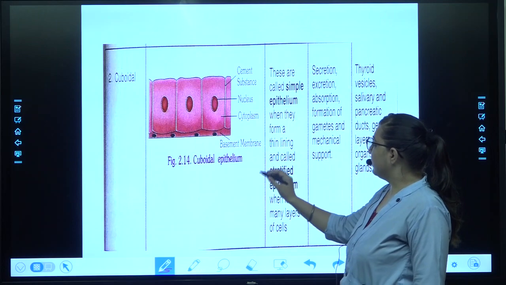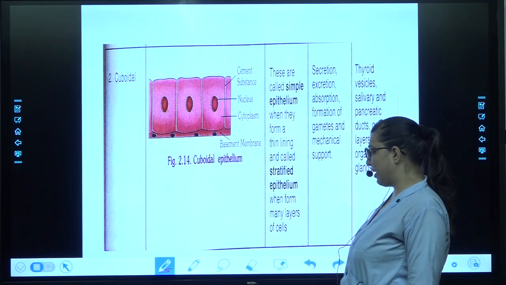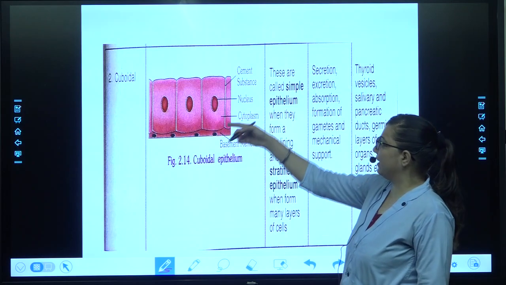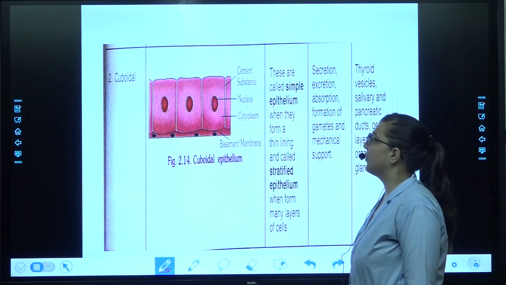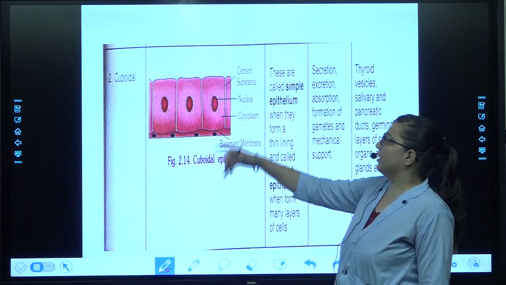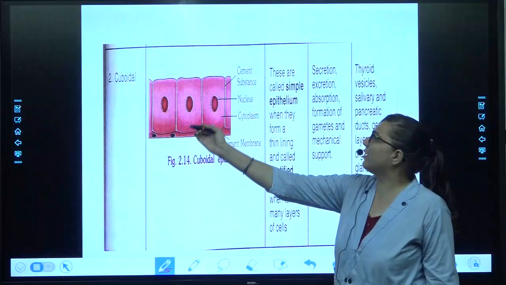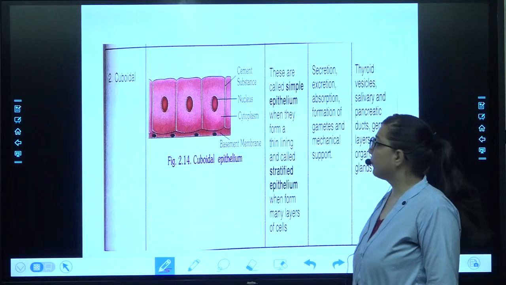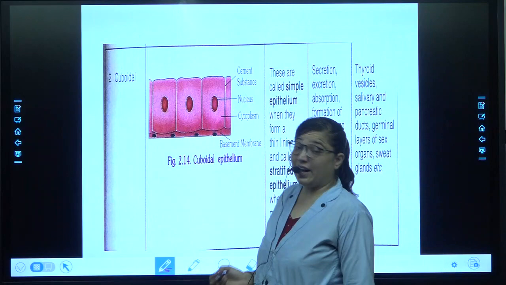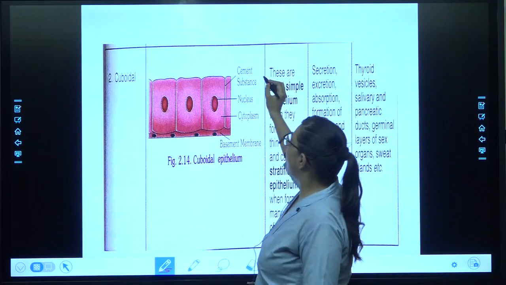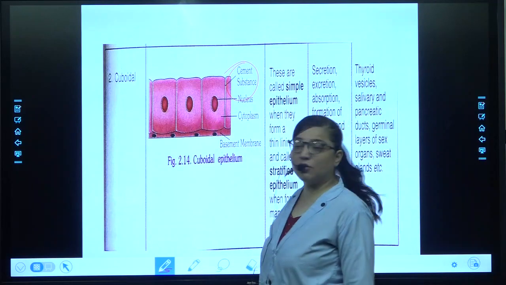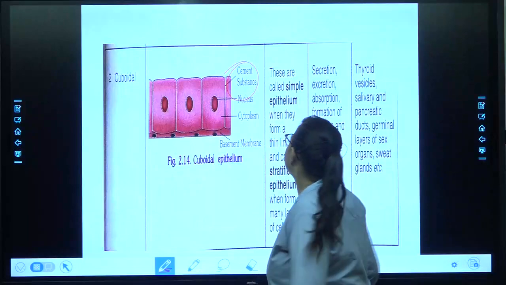When they form a thin lining, they are called stratified epithelium, and they form many layers of cells. You can see over here how they are arranged on the basement membrane, and normally all are arranged in one particular row. Nucleus and cytoplasm are present in every cell. Moreover, this is the cement substance, which binds the cells.